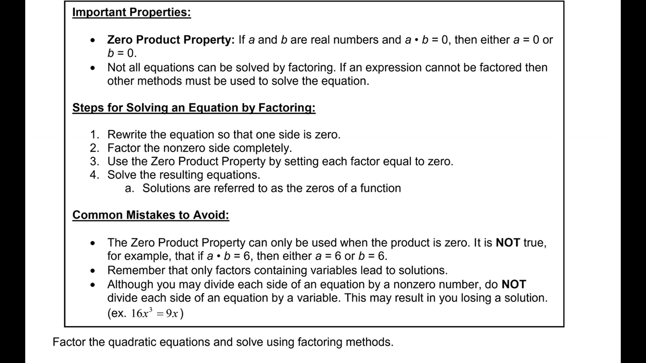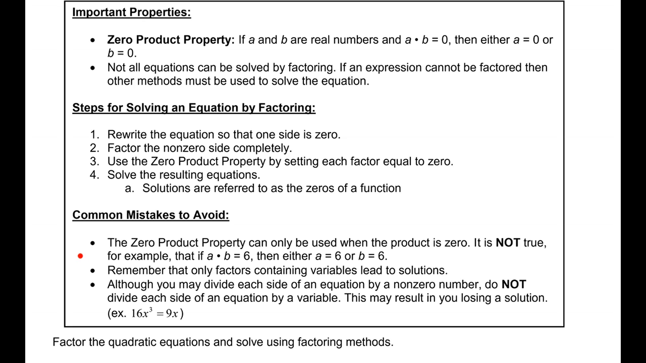Your steps for solving an equation by factoring are to first rewrite the equation so that one side is equal to 0. Then you will factor the non-zero side completely. The third step is to use the zero product property by setting each factor on the one side equal to 0 and solving the resulting equations. These solutions are referred to as the zeros of the function.